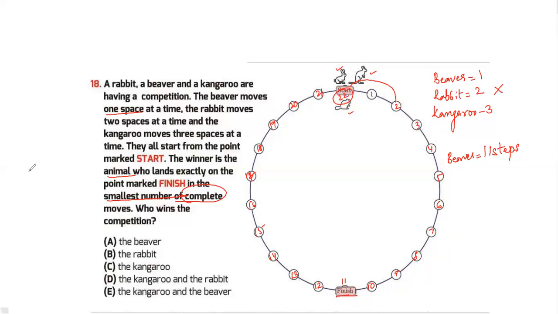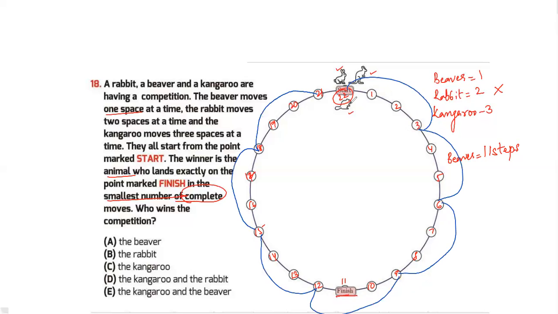Now let's just try for the kangaroo. Suppose the kangaroo starts here. He'll jump 3, so he'll get all multiples of 3: 9, 12, 15, then 18, then 21. Correct? And then he'll have to go one more circle. So it'll be 2 plus 5, 5 plus 3, 8, and then he'll be able to finish. So the kangaroo will also take 11 steps to finish.